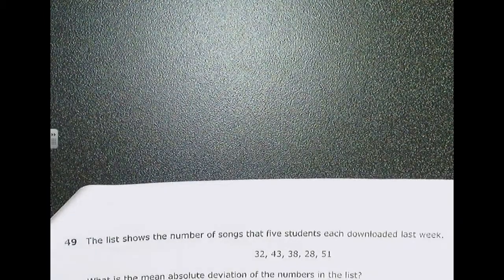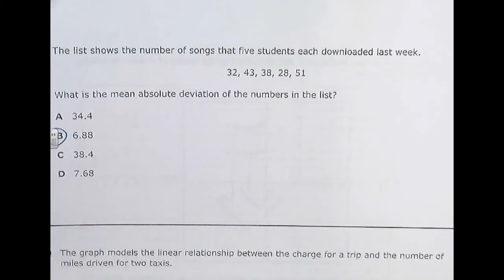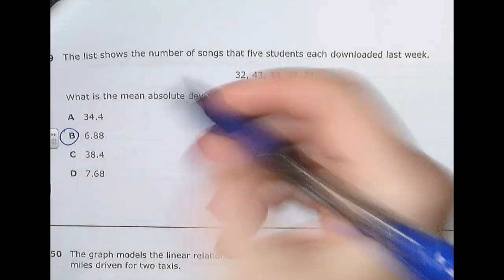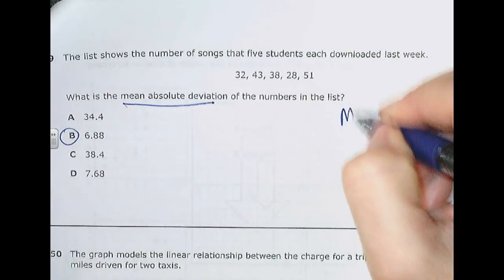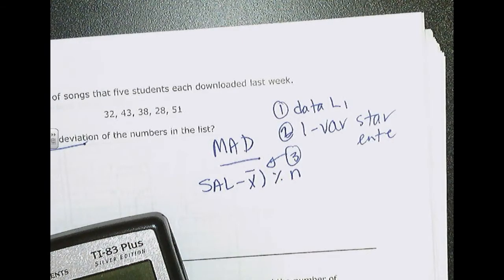Number 49. The list shows this number of songs that 5 students each download each week. Whoops, let me get that on the screen for you. Sorry about that. It says, what is the mean absolute deviation? Oh my, our favorite. What does that mean? For those of you doing mean, you did it wrong. It is MAD. Your very favorite. Yeah, I know, I'm kidding. Yes, you're right, it's MAD, and we're going to have a mad headache when we get done here in a second. So here's what we did.